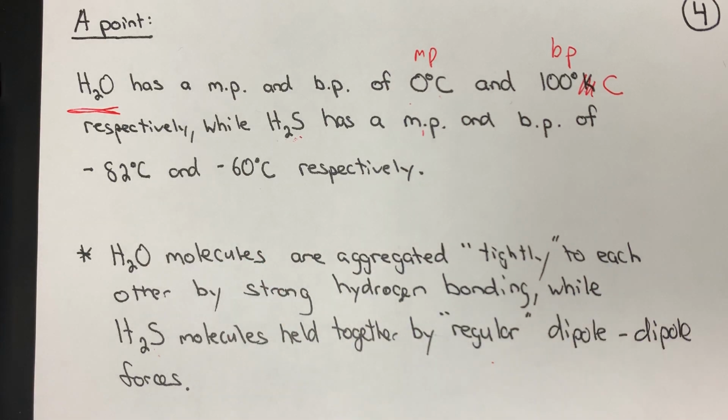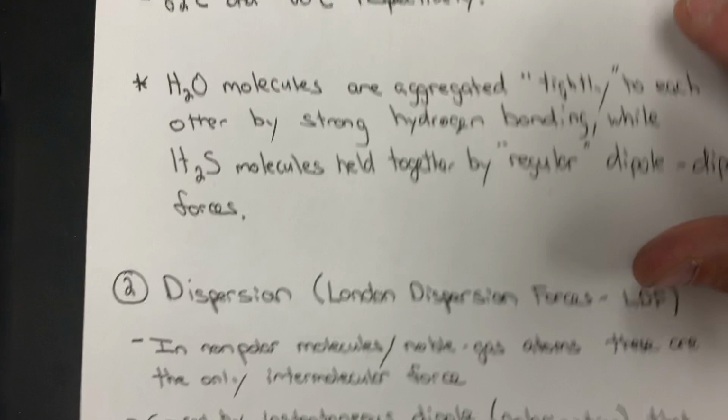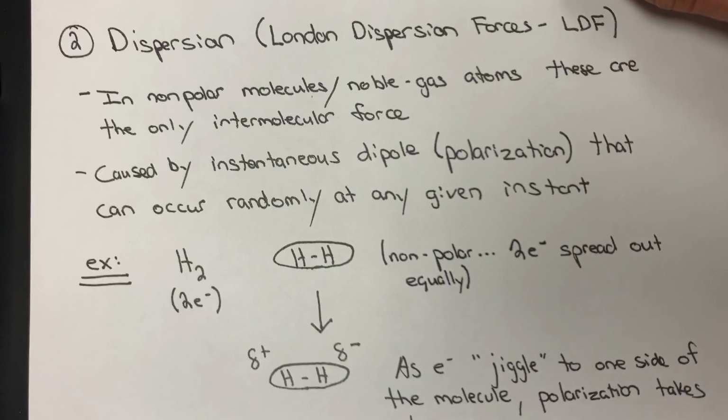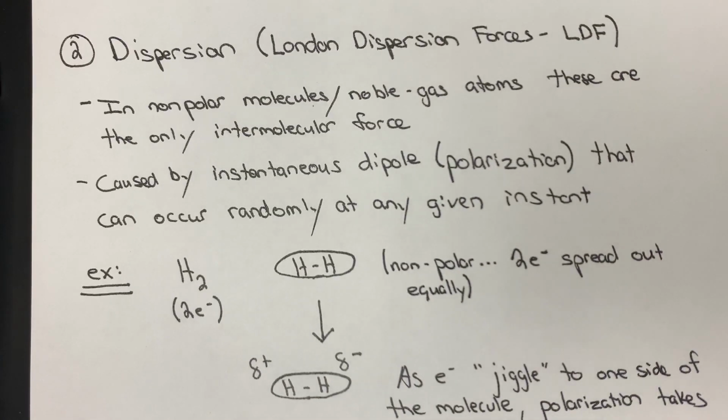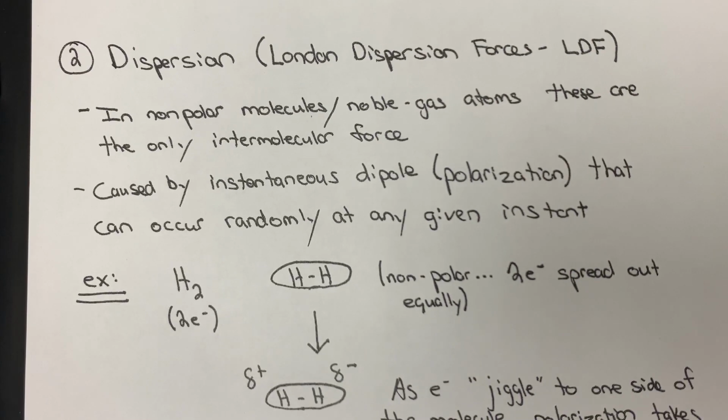Okay, so already you should be equating strength of intermolecular forces with things like melting points and boiling points. We push on, and we are going to talk about our second category here, that of dispersion or London dispersion forces. Largely we'll abbreviate these as LDFs, okay? In nonpolar molecules, or again, noble gas atoms, these are the only intermolecular force that exists, okay?